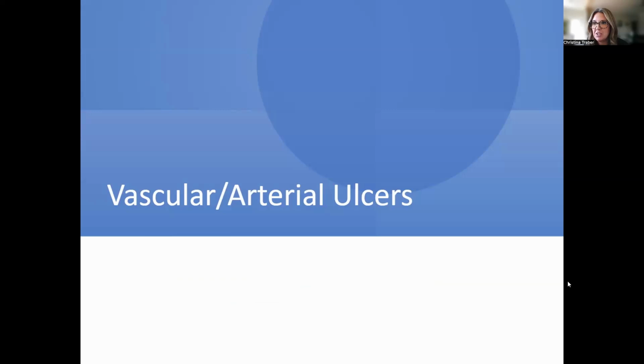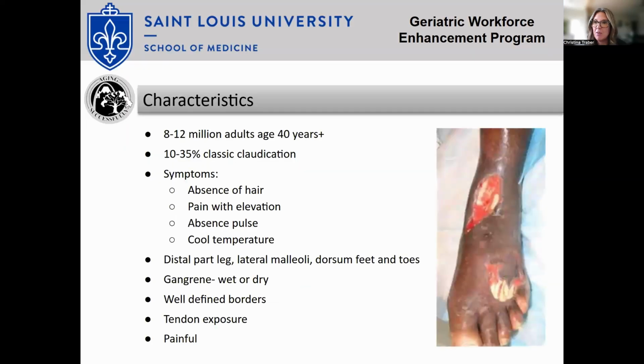Vascular and arterial ulcers. A lot of times you'll have some kind of overlap. Diabetics will have vascular disease, and some vascular patients will also be diabetic. So it correlates back and forth. About 8 to 12 million adults have vascular disease, but only about 10 to 30% of them have classic claudication, pain with walking, pain in their legs. So sometimes they don't always know that they have it.